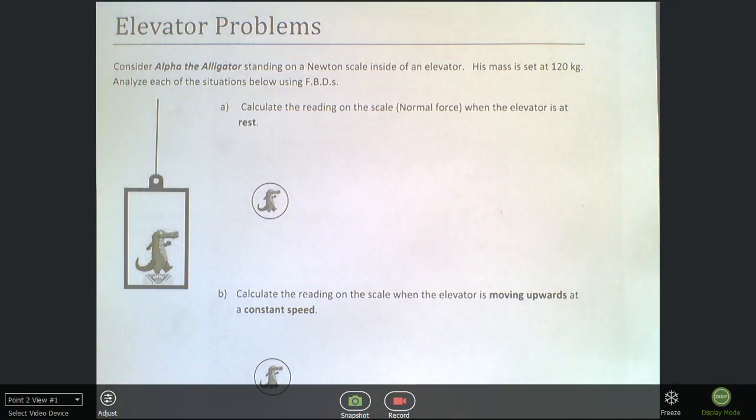Okay, so in this tutorial, what we're going to look at is elevator problems. Elevator problems are related to Newton's third law, related to Newton's second law, and also related to Newton's first law. They're incredibly important to understand, and they're going to help us also understand the normal force a little bit better.